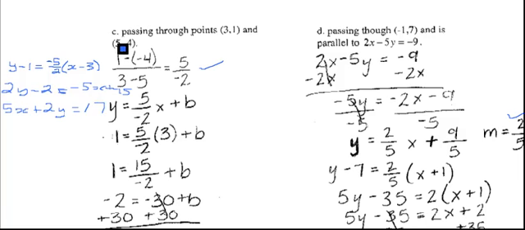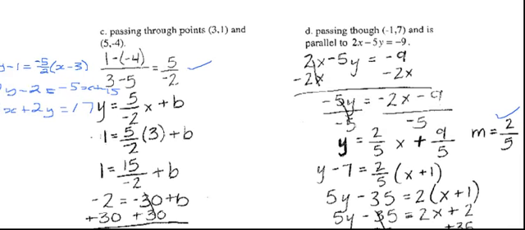I can check my answer by putting the 5, negative 4 in here. 5 times 5 would be 25, plus 2 times negative 4 would be negative 8. 25 plus negative 8 is 17, so that checks. And notice I checked with the other point.